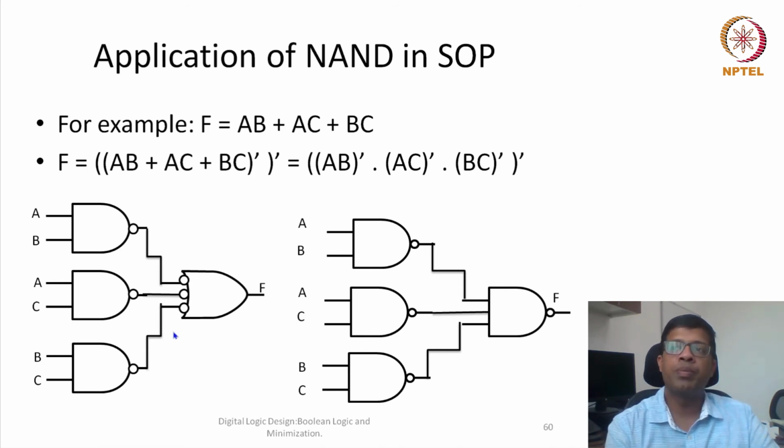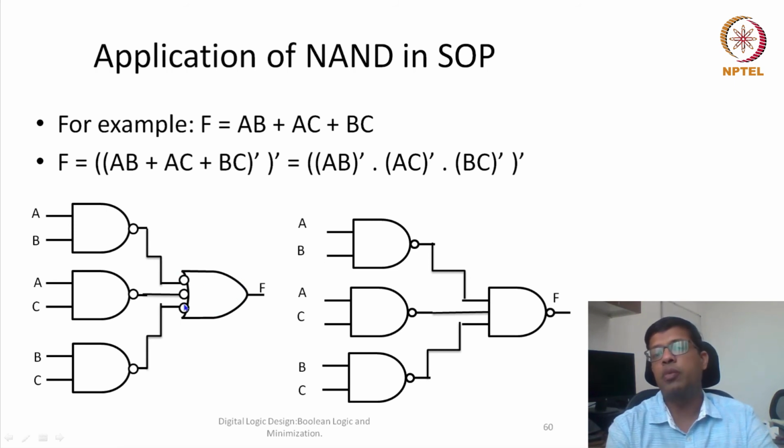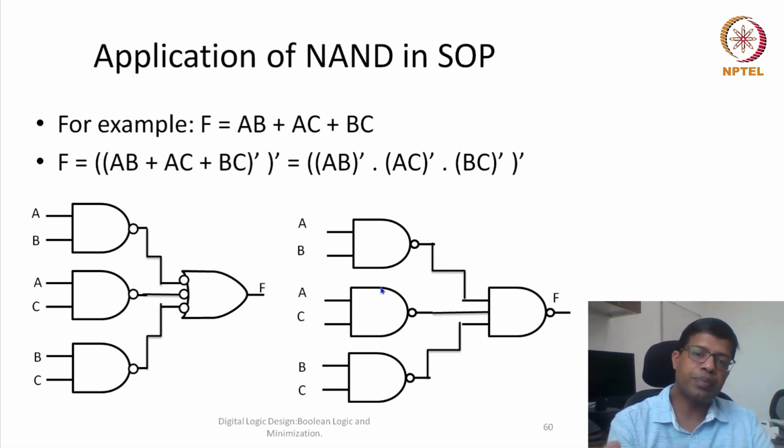Effectively, two inverters act like a buffer, so whatever is the input would be the output. However, the functionality changes because of these inverters. This AND becomes NAND, and all these ANDs become NAND, and because of these inverters here, this OR gate with the inverted inputs is essentially equivalent to a NAND gate. So this is how we can see the sum of product expression and its implementation using NAND gates.